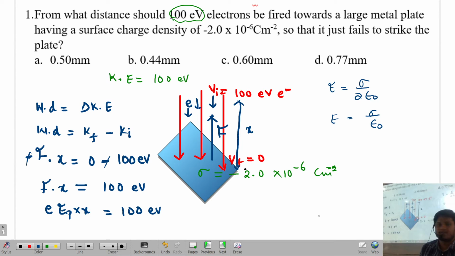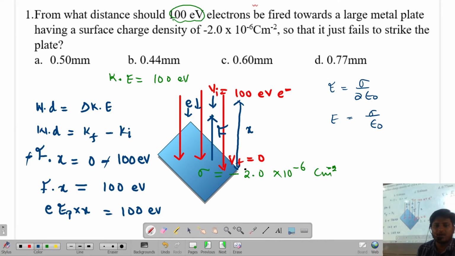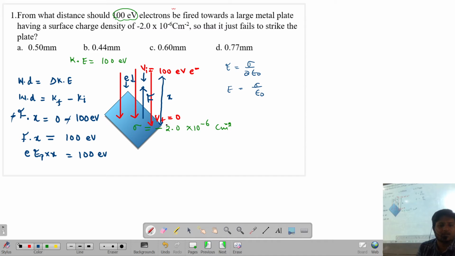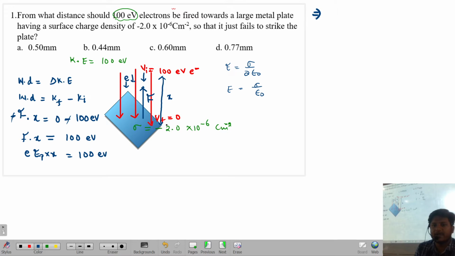Got it or not? Now, are you able to visualize the problem? Easy and peasy, or not? Okay, so now look over here. Can I move ahead? Now look over here. What is the value of e? 1.6 into 10 to the power of... Okay, instead of putting the values, I'll just write one equation.